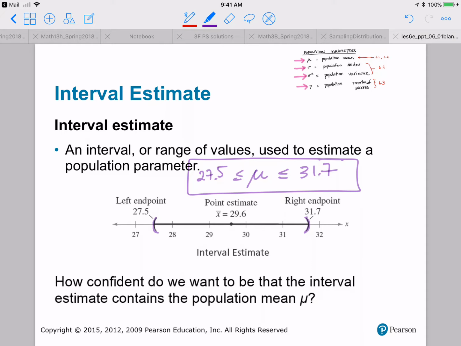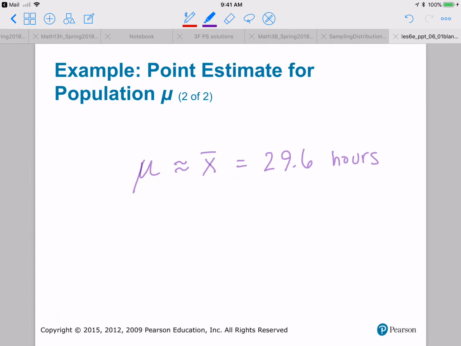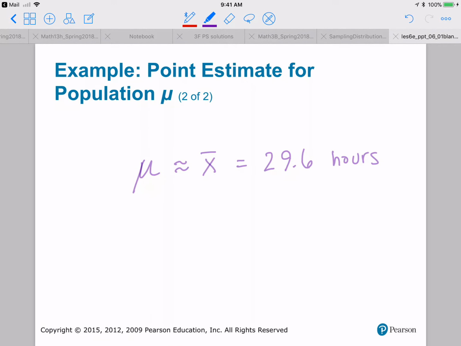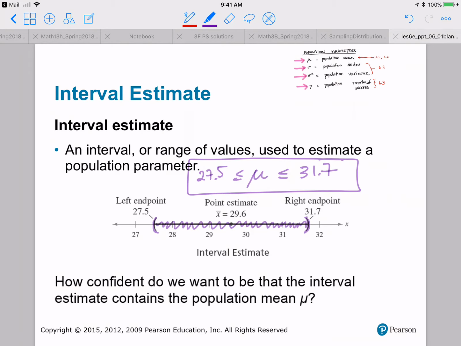This would be a way to give an interval estimate. Now, when you give an interval estimate, you've got a possibility of error, just like when you give a point estimate. But with an interval estimate, you've got less error, because it's more likely that the value is somewhere in this interval than that mu is exactly equal to 29.6. It's probably not exactly equal to 29.6. So that's the benefit of an interval estimate: you're giving a range, so it's more likely that you're capturing the actual value you're trying to estimate.